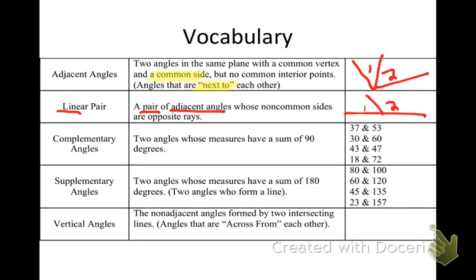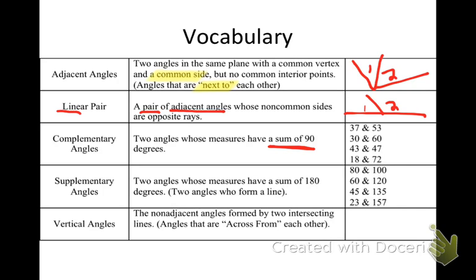Complementary angles. Two angles whose measures have a sum of 90 degrees. So that means two angles that add up to 90 degrees. If you look up there on the wall, the 90 degrees poster is the one above. So complementary angles, sum of 90 degrees.